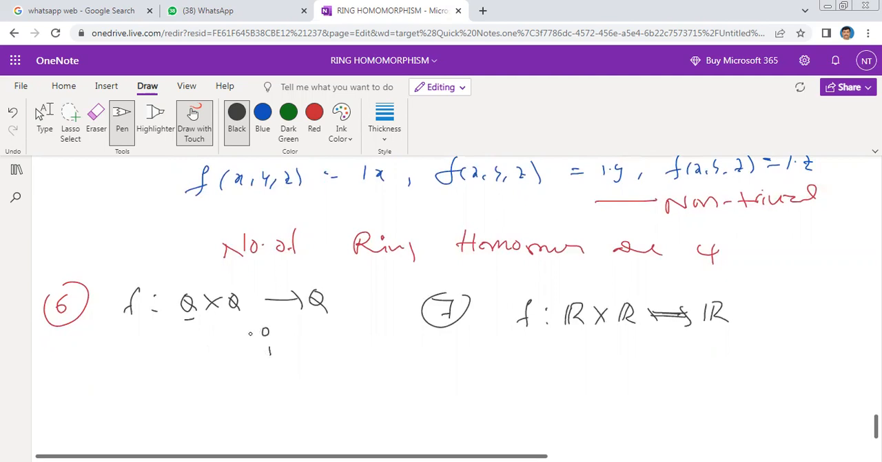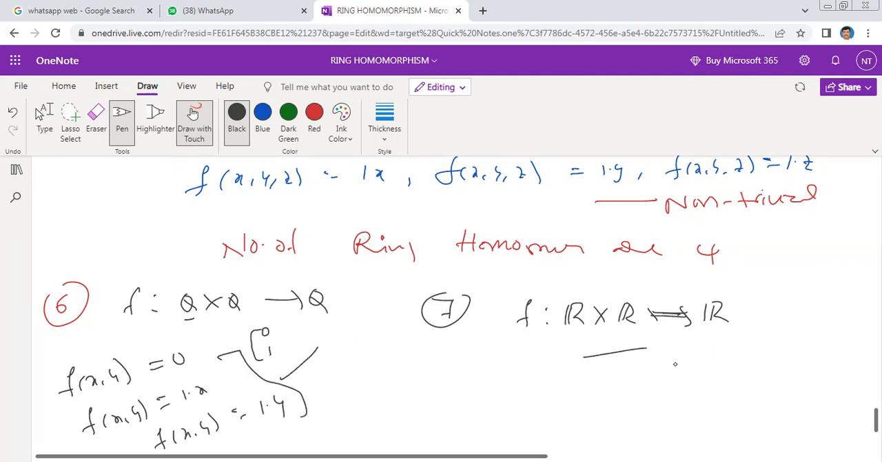0 and 1 are the idempotent elements, so that f of (x, y) is equal to 0, f of (x, y) is equal to 1x, f of (x, y) is equal to 1y. So here 3 ring homomorphisms are possible. Here also 3 ring homomorphisms are possible.